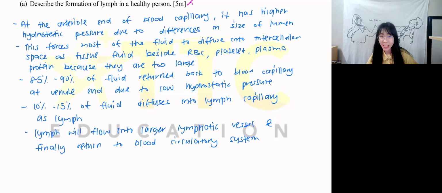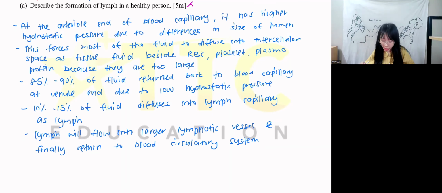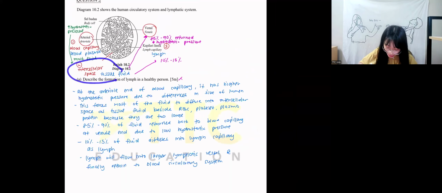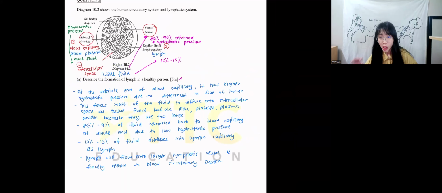What does the percentage stand for? It is the amount of fluid that is being returned. Because if the fluid remains in the space, they get a disease called edema. So the fluid has to go back. So this space cannot always have a lot of fluid. So they have to return so that your body won't get swollen. You don't get edema.